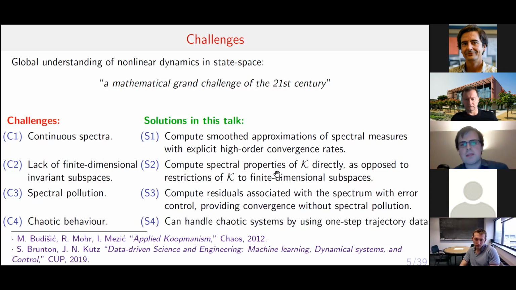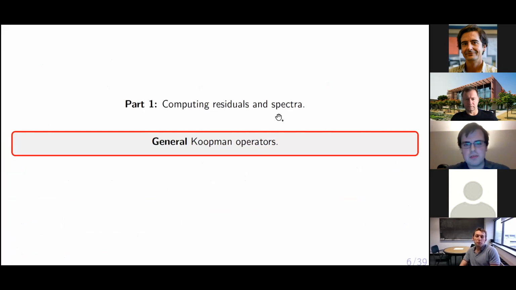And then all of the algorithms that I'm going to talk about can handle chaotic systems because they all use one-step snapshot trajectory data. And we'll actually see examples of chaotic systems being treated. And often continuous spectra, by the way, is a hallmark of a chaotic system, but not always. Okay, so without further ado, part 1, computing residuals and spectra. So throughout this part, I'm going to be dealing with general Koopman operators. Okay, so there's no restrictive assumptions such as discrete spectra or invariant subspaces or anything like that. Completely general Koopman operators.